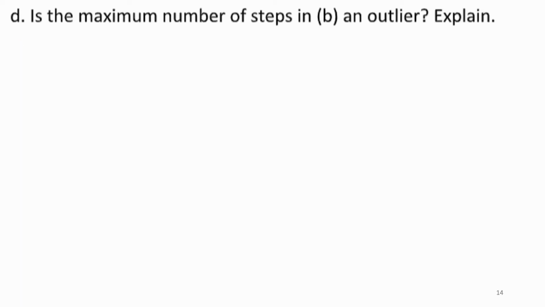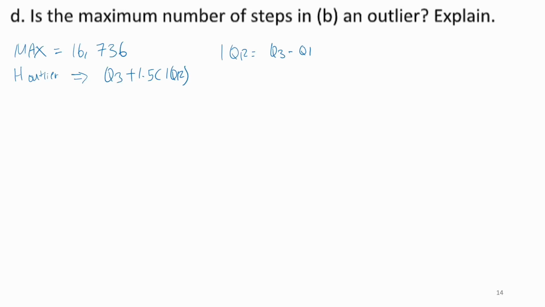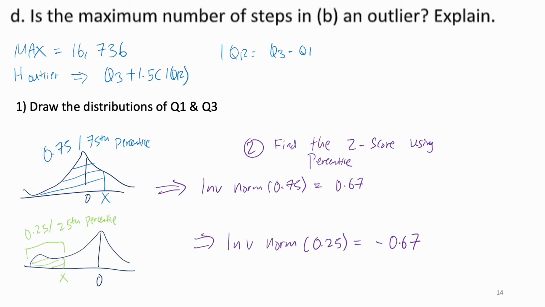D: Is the maximum number of steps in B an outlier? Explain. So we know that the maximum is 16,736. The high outlier is Q3 plus 1.5 times IQR. IQR is Q3 minus Q1. So we're going to draw the distributions of Q1 and Q3. Now that we've drawn the distributions, we can find the z-score using the percentile. So do inverse norm of 0.75, which gets us 0.67. Do the same thing for the 25th percentile, so inverse norm of 0.25, and we get negative 0.67.